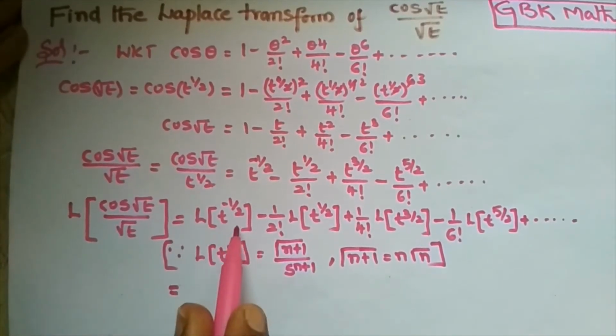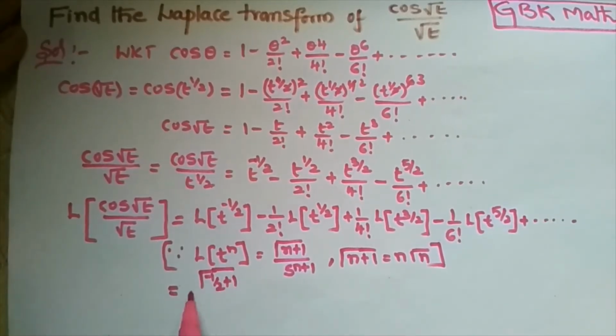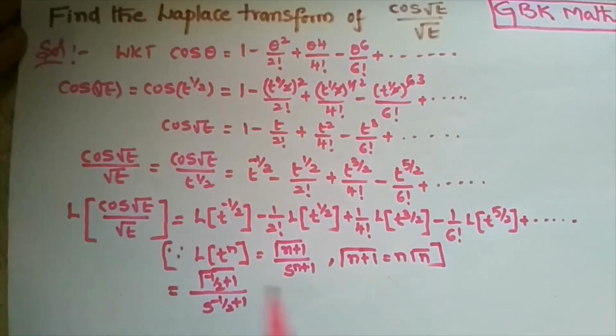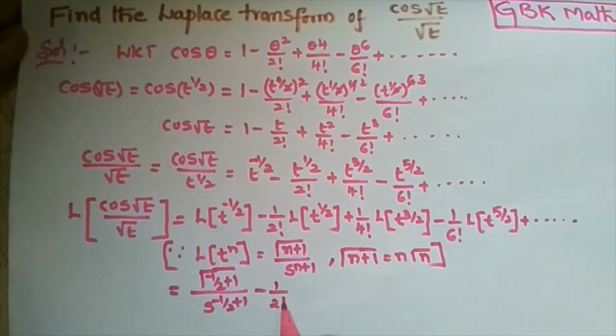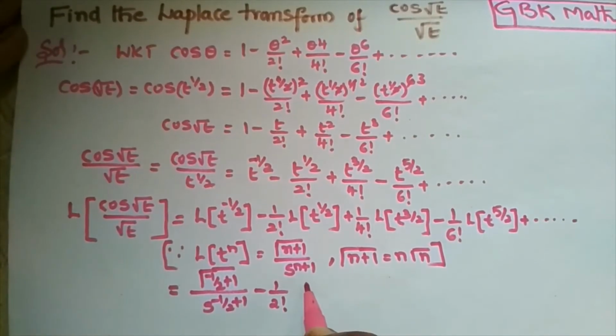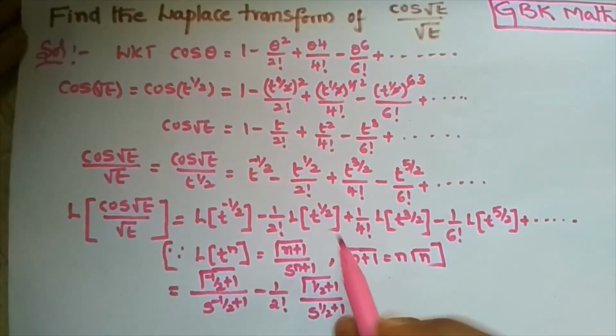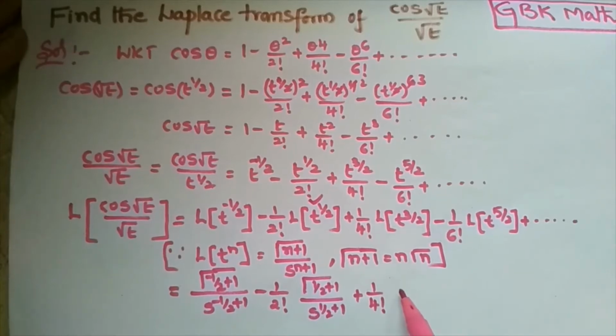So this is gamma of minus 1 by 2 plus 1 by s power minus 1 by 2 plus 1. Here n is nothing but minus 1 by 2. Minus 1 by 2 factorial as it is. This is gamma of 1 by 2 plus 1 by s power 1 by 2 plus 1, second one, and plus 1 by 4 factorial into gamma of 3 by 2 plus 1 by s power 3 by 2 plus 1.